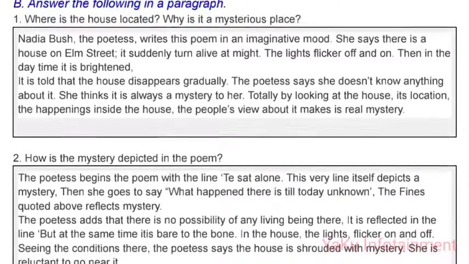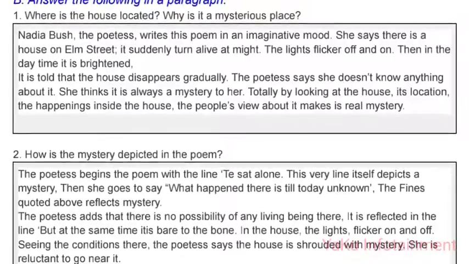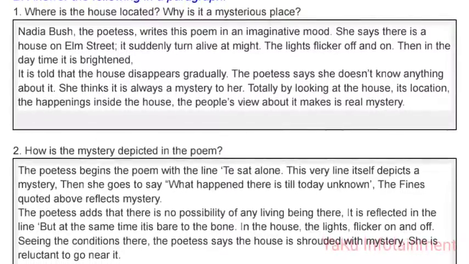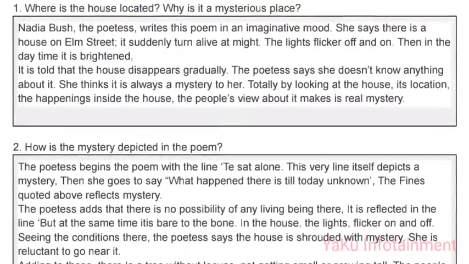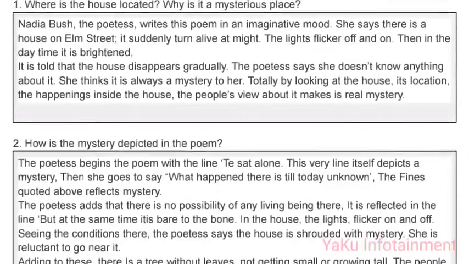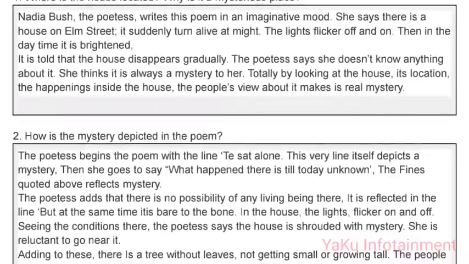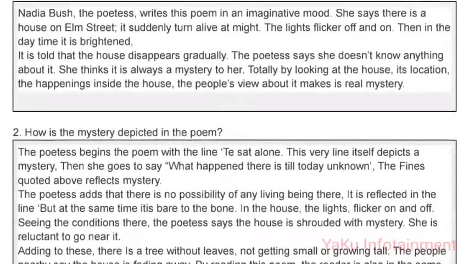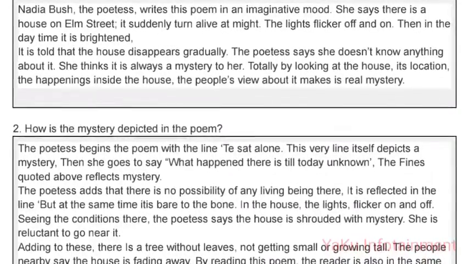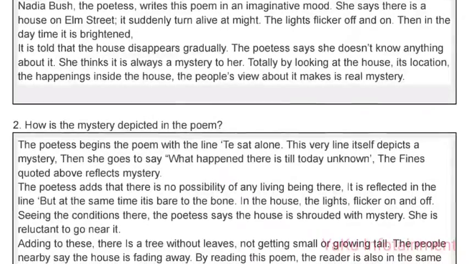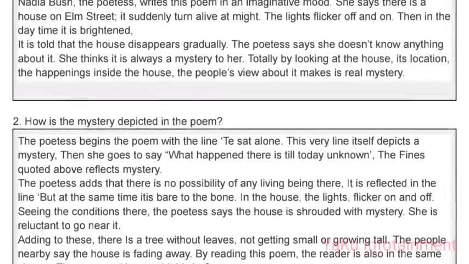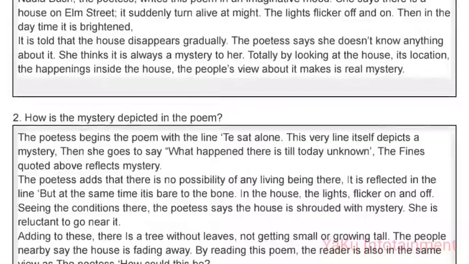2. How is the mystery depicted in the poem? The poetess begins the poem with the line, "They sat alone." This very line itself depicts a mystery. Then she goes on to say, what happened there is till today unknown. The lines quoted above reflect mystery. The poetess adds that there is no possibility of any living being there. It is reflected in the line, "but at the same time it is bare to the bone."